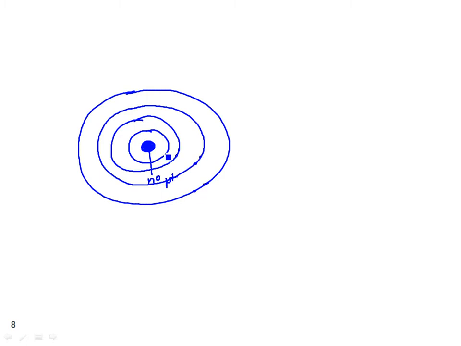The energy level that is closest to the nucleus, we call this energy level N equals 1. So N just stands for energy level. The second energy level away from the nucleus, N equals 2. Third, N equals 3. And N equals 4. So once again, N stands for the energy level.